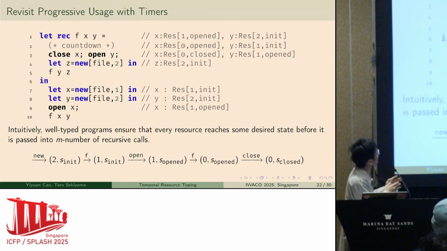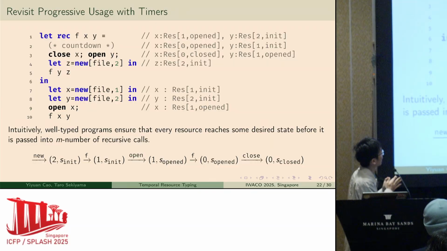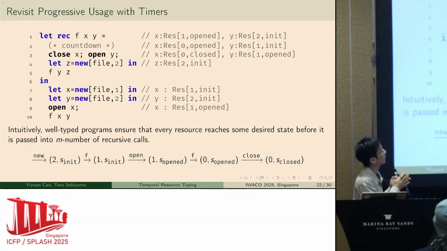And similarly, this is the valid example. We have a usage pattern where each resource goes into the desired state within 2 recursive calls. Here I'm showing the evolution of the timers and the file usage states. You can see that when each recursive function application happens, the timer is decreased. And when each effectful operation is invoked, the state is updated. Finally, it goes into the closed state and ensures that the timers are always non-negative.